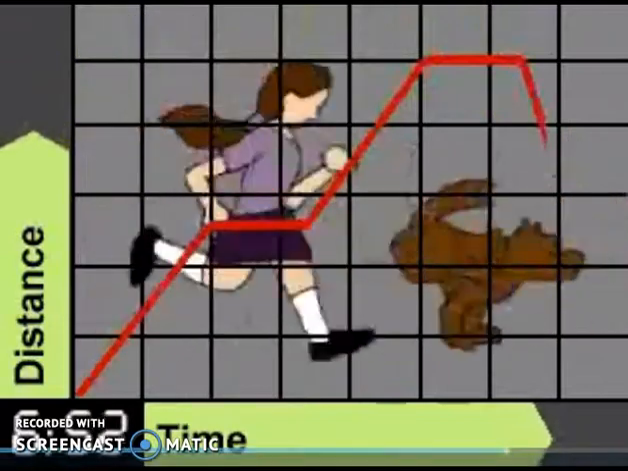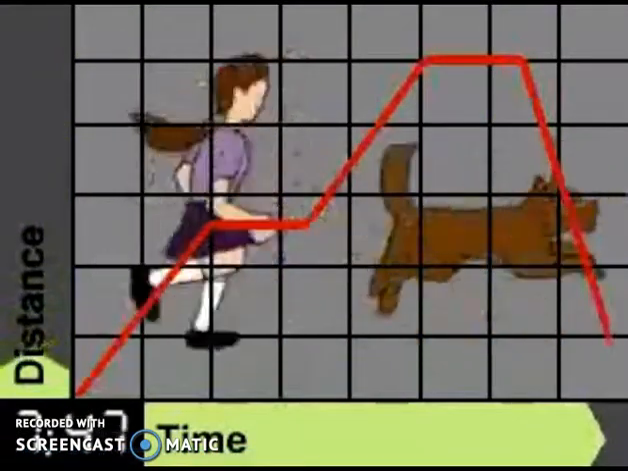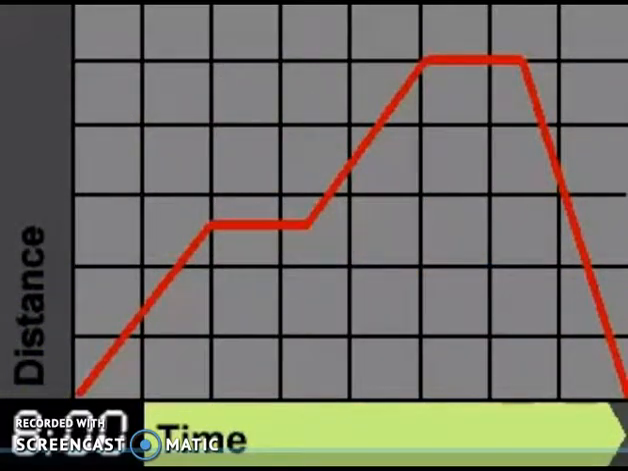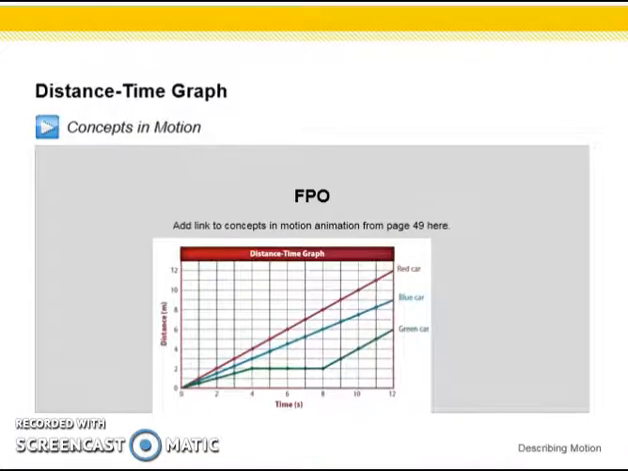Chris and her dog have now turned toward home. The steepness of the graph tells us that they are moving faster, probably running. At the end of the walk, 8 minutes have passed, and the distance from home is again 0. So in class, we'll view that movie again so I can discuss it further. But what you just saw was a distance time graph. So in your notes, please write down distance time graph.